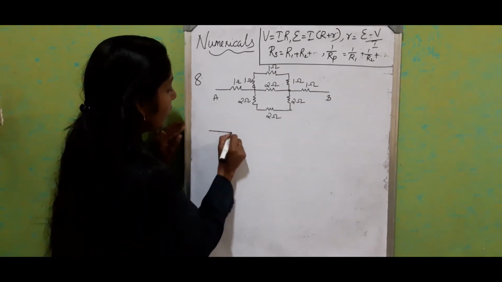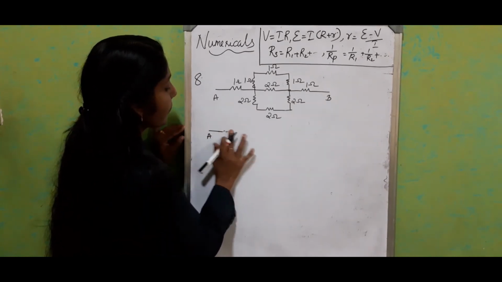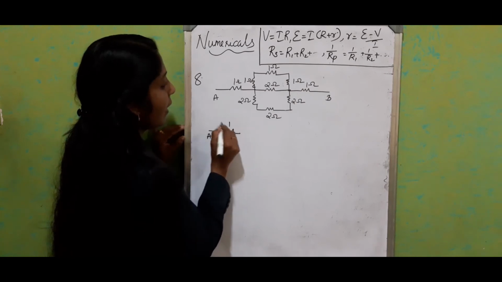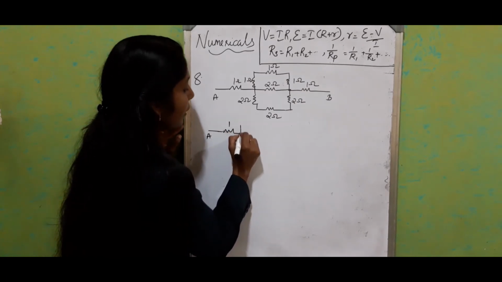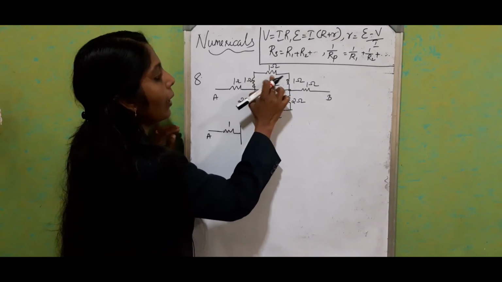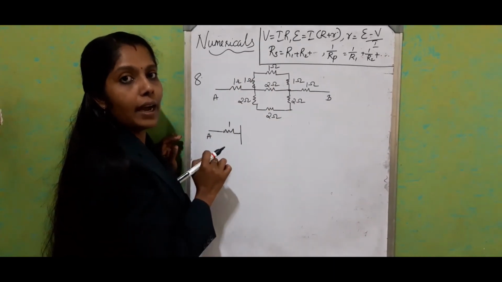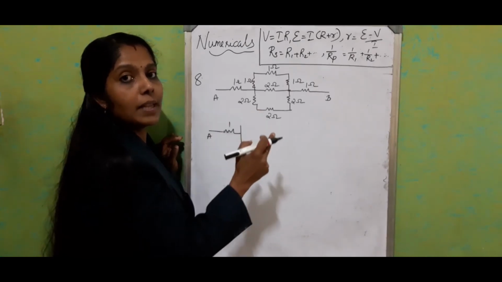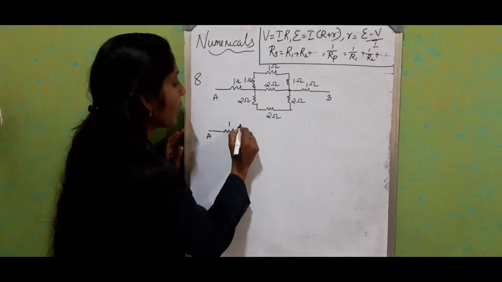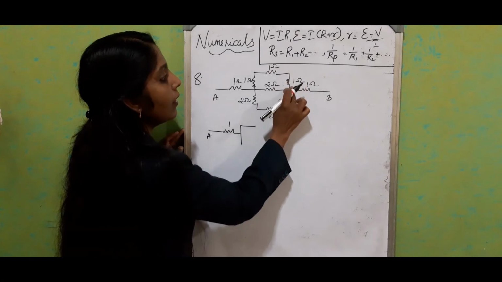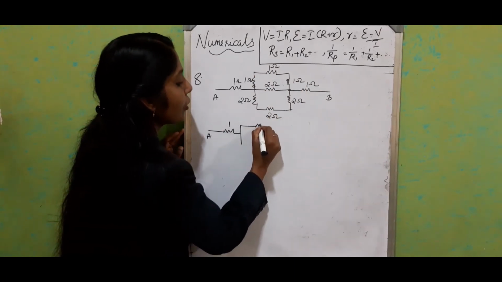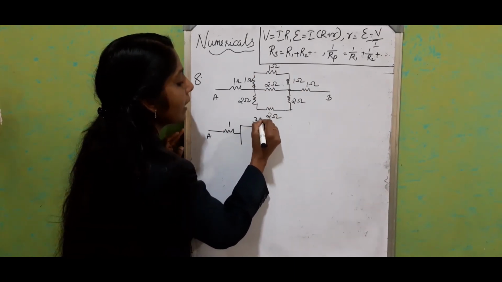Okay. So, let it be A here. First 1 ohm is here. Then on the top, 1 ohm and 1 ohm are connected in series. So, what is the value of that? That is 1 plus 1 plus 1, which is 3 ohm. Okay. So, instead of this full path, I am just drawing a single one, that is 3 ohm.